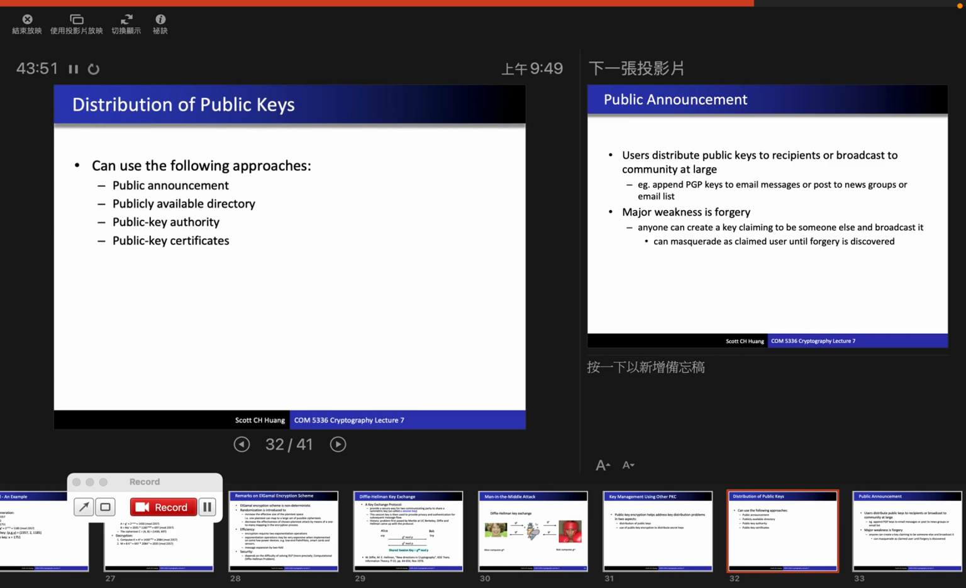So number one, public announcement. For example, you send a group email, send your public key to everybody. Okay, this is what this system called PGP does. So PGP basically uses public announcement. You can install the PGP software, and then each party would choose a public key, and then just send it to everybody. It's public announcement. And also it can be a publicly available directory. So if that directory is authorized, then you have security.